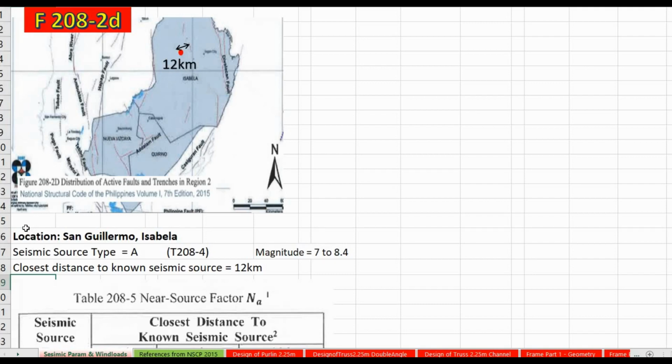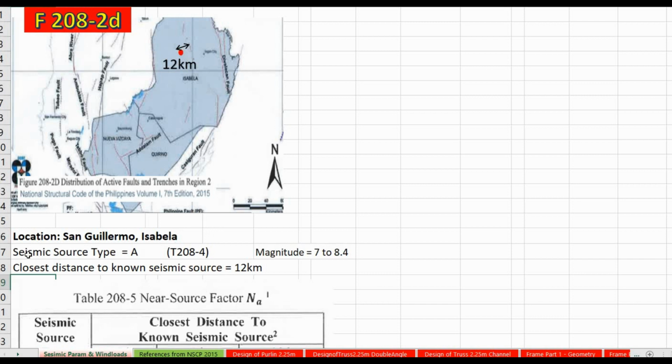Our building is located in San Guillermo, Isabela. So let's go to figure 208-2D from NSCP 2015. So located in San Guillermo, Isabela, ito po yung building location niya. So measuring perpendicularly using this scale, the nearest fault line is ito po. You use this scale, let's say that is 12 kilometers. So yan po ang ating distance.